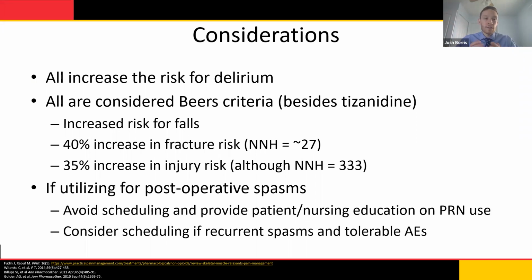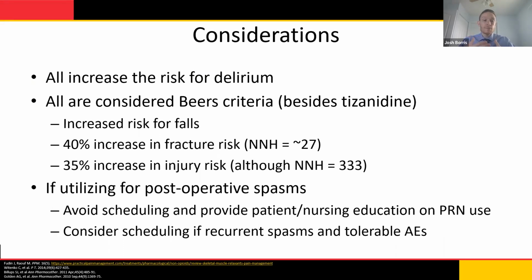So when I was completing this, the reason I wanted to look at these is because I noticed that we are using so many skeletal muscle relaxants for post-operative pain and specifically post-operative spasms. So my recommendation usually is to avoid scheduling skeletal muscle relaxants because they can be so sedating, they can be deliriogenic, they could also contribute to sedation, which doesn't allow patients to ambulate, get out of bed, progress further in their post-surgical status. And then provide patient and nursing education on actually PRN use. So actually asking for the medication when they need it and if they need it.